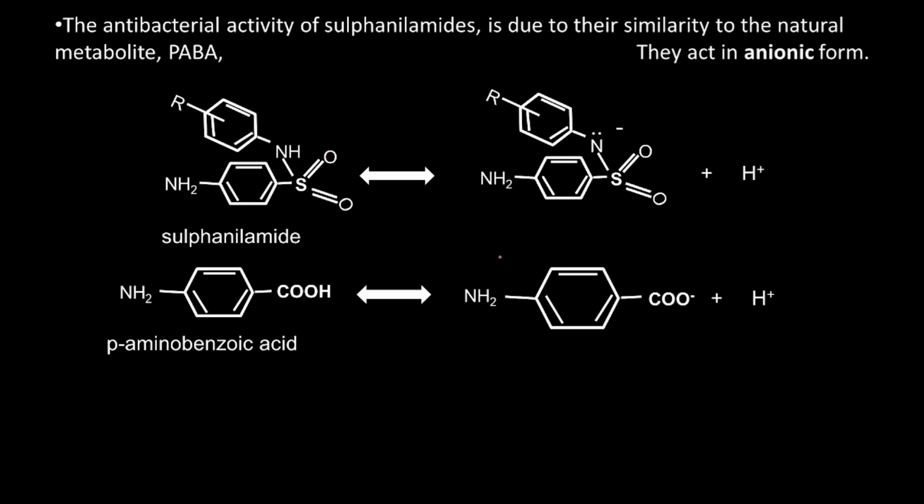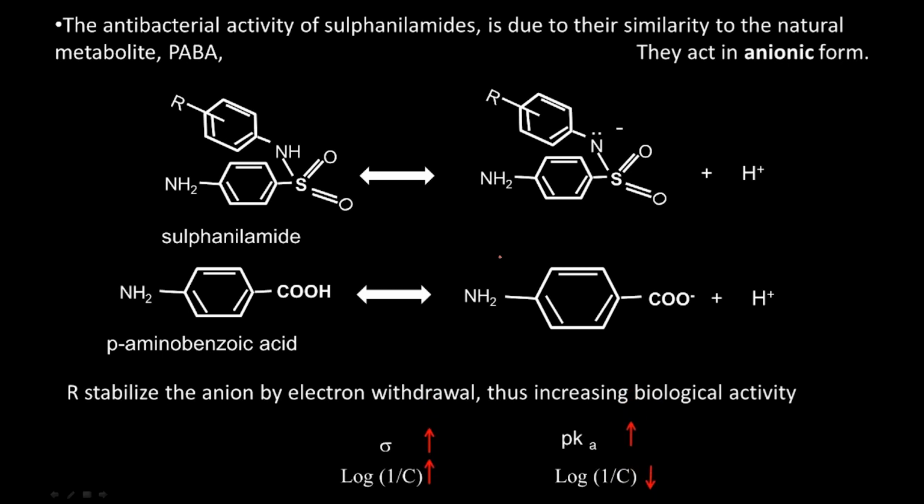So that means we need to have this dissociation taking place. Depending upon the R, like we saw with the position of the R, either the anion or the neutral form is stabilized. So if you have a very high sigma, you have log 1 by C also going up. That means the activity increases. R stabilizes the anion by electron withdrawal, thus increasing biological activity.